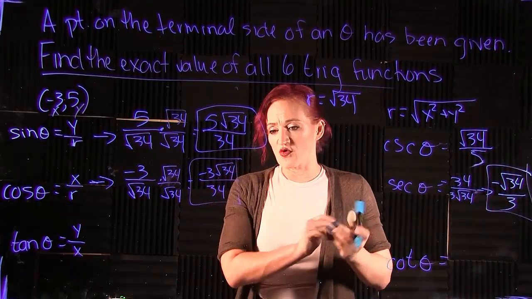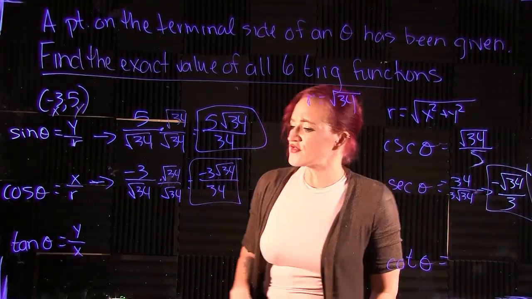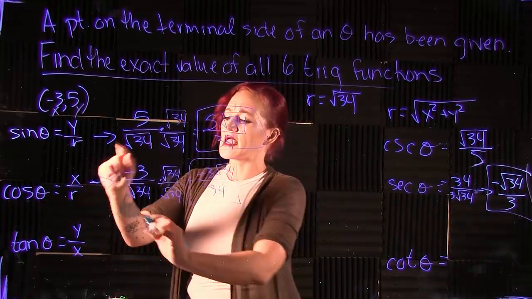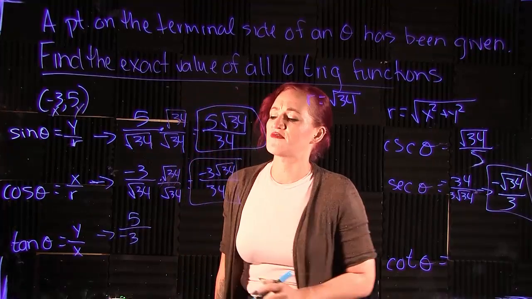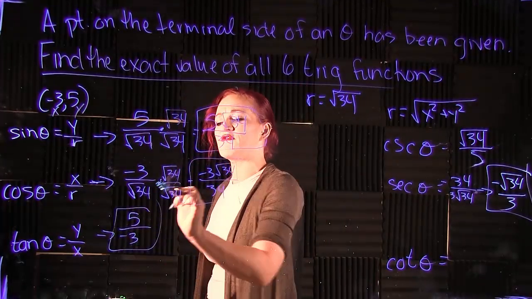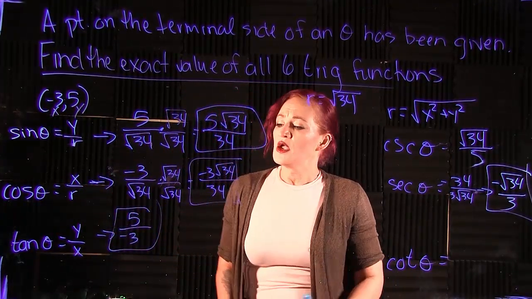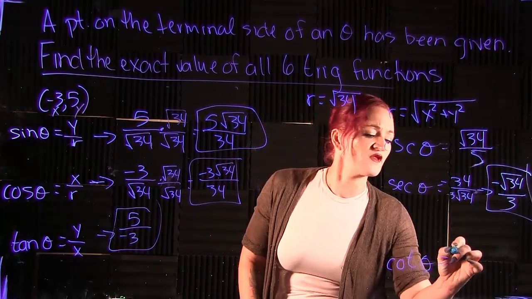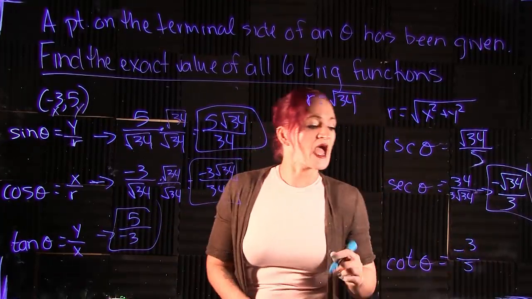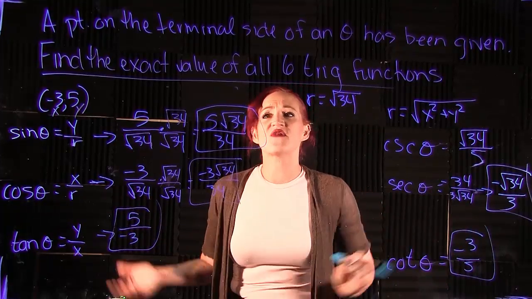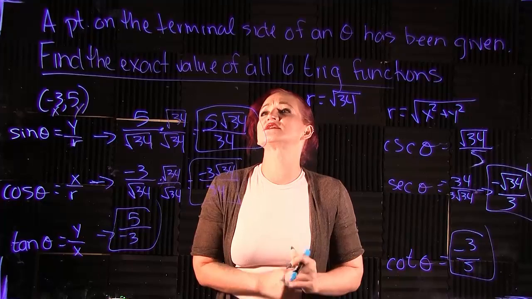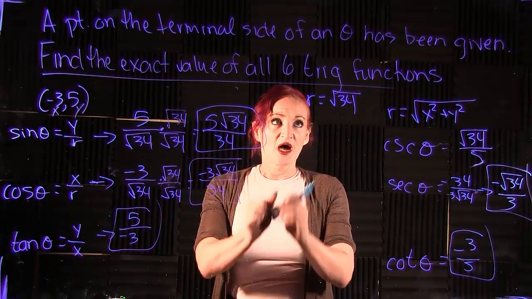For tangent theta, that is just our y over our x. Our y is 5, our x is negative 3, so we are left with negative 5/3 for tangent, which means taking the inverse of that, just flipping that around, gives us negative 3/5 for our cotangent. That is how you find all 6 trig functions on the terminal side of a given angle.